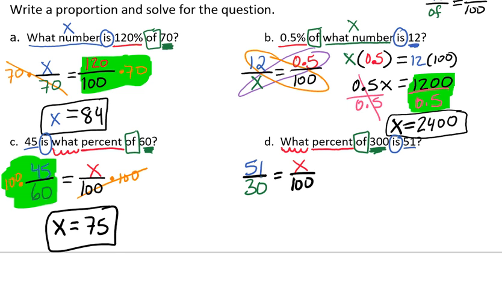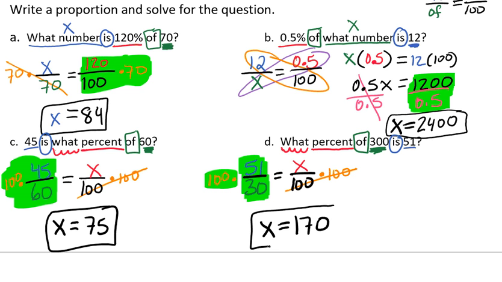This problem is kind of like the last one. We just need to get rid of that 100, so we're going to multiply both sides by 100. Our 100s will cancel out, and we're going to plug in 100 times 51 divided by 30 to get our answer. When we plug that into our calculator, we're going to get a value of 170, and that is our answer. So that's how you can write a percent proportion and then solve to find your percent of a number.